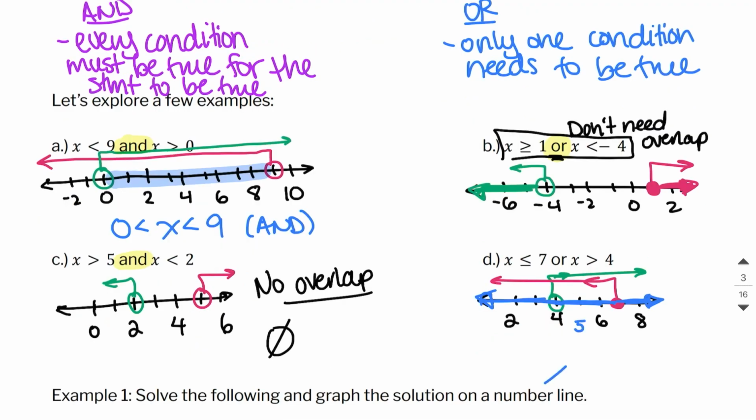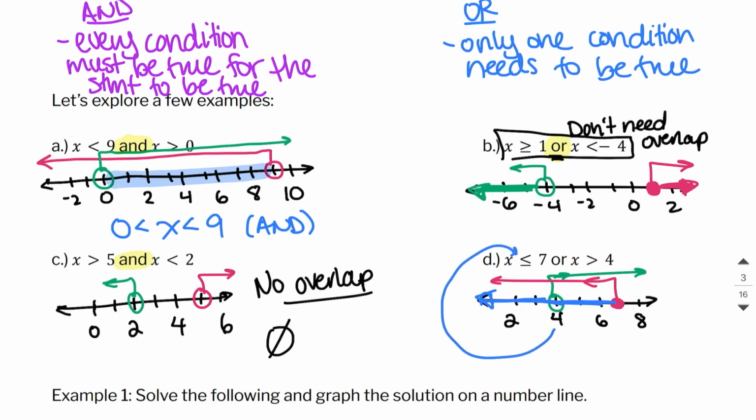Like for example, 5 right here. 5 works because 5 is less than or equal to 7. It also works because 5 is greater than 4. But for example, 3 works because it's less than or equal to 7, even though it's not greater than 4. Only one of these needs to be true because it's an or statement.